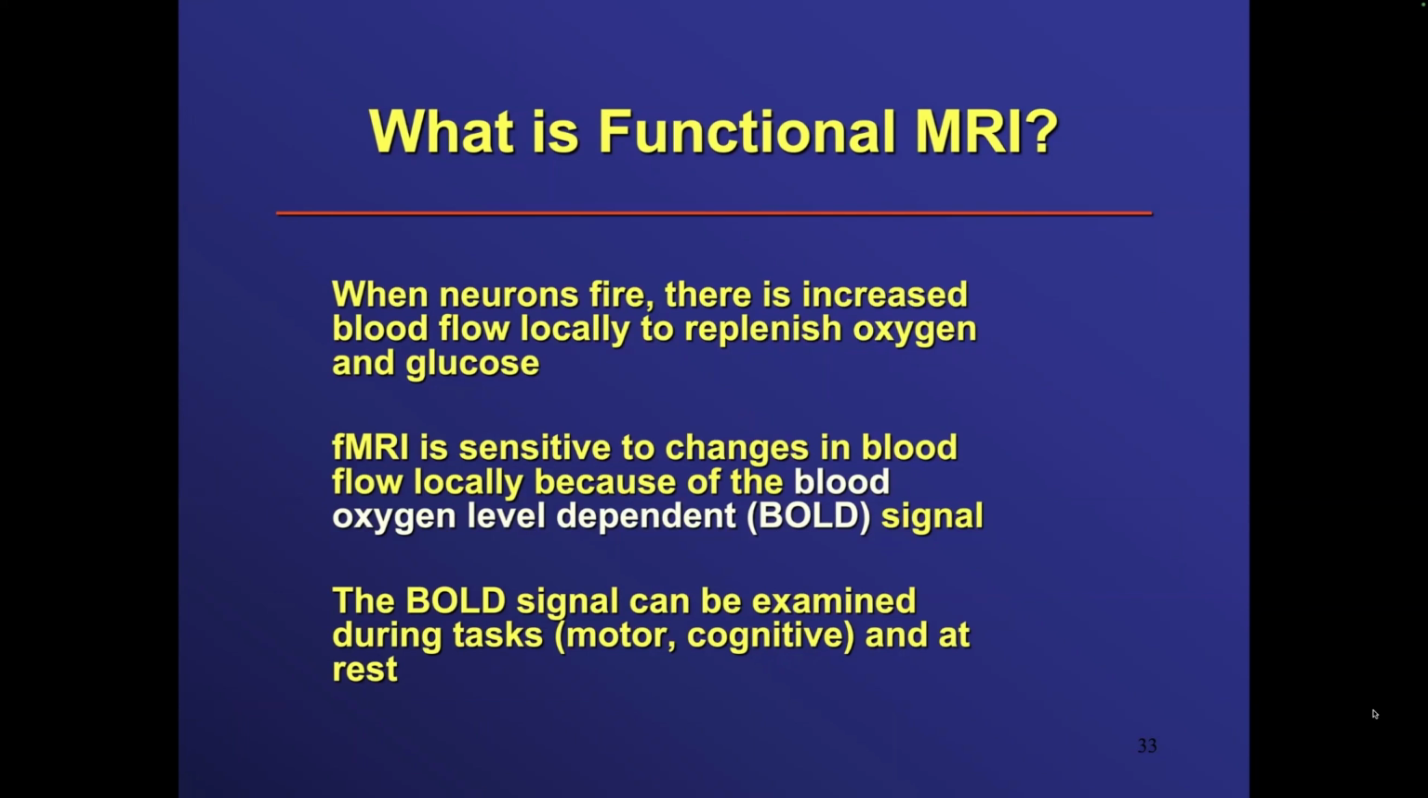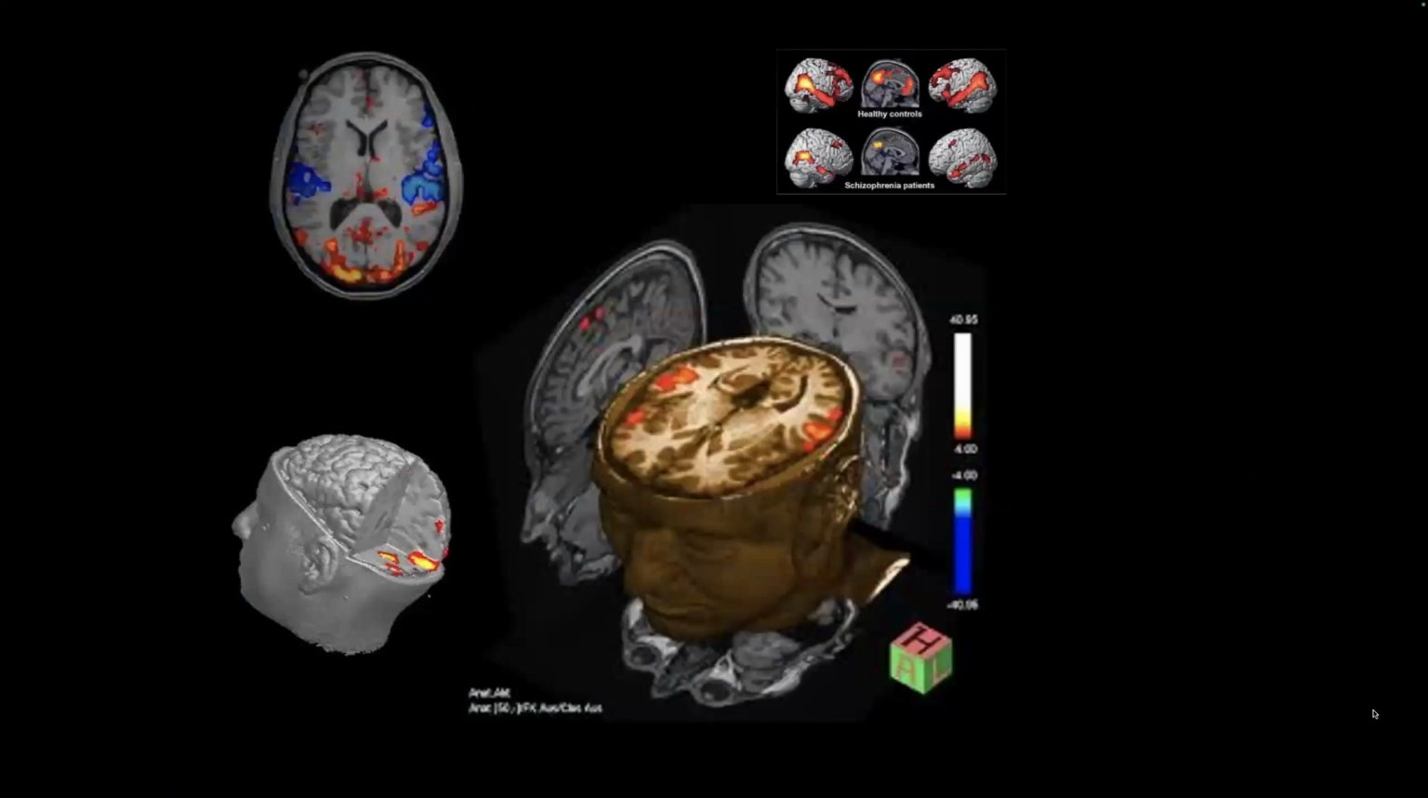This BOLD signal can be examined during tasks and at rest. And so some of the images you'll see from BOLD fMRI studies are these images of human brains, or structural images, T1, T2, with the function overlaid, with the red typically meaning more neuronal firing and the blue typically meaning less, or a deactivation where neuronal firing drops below baseline. Again, something else we'll talk about more.